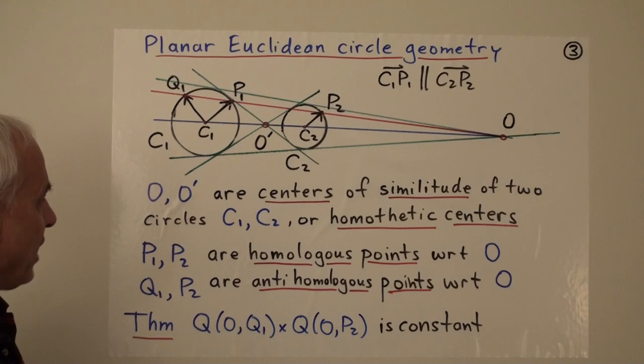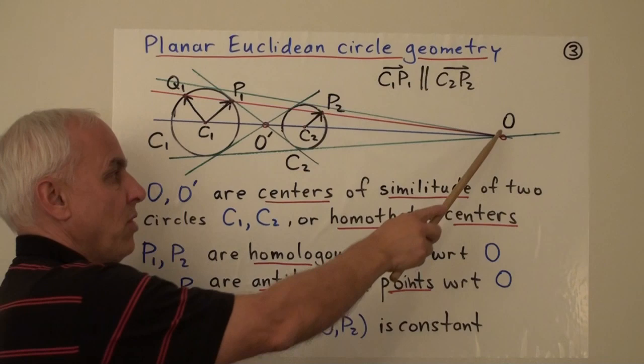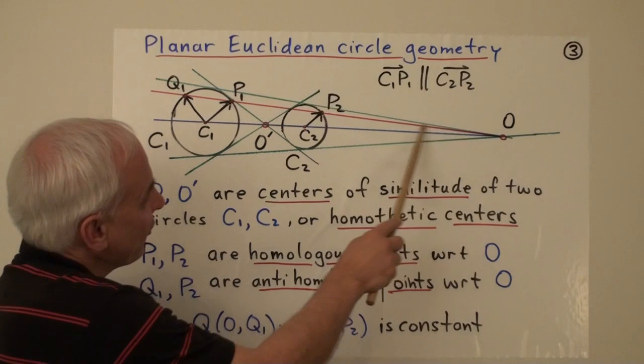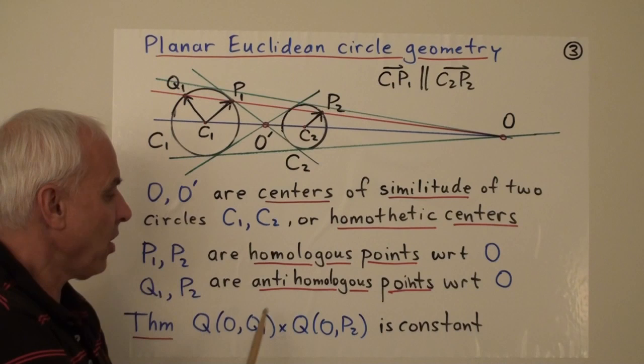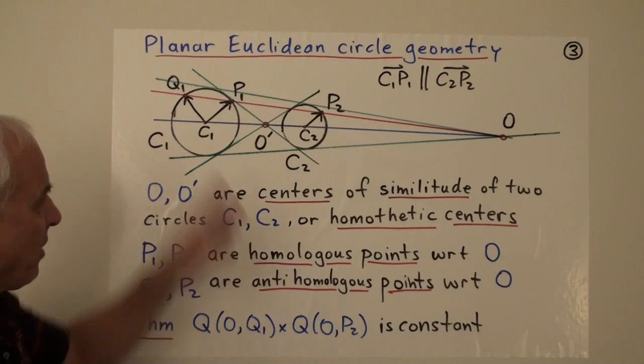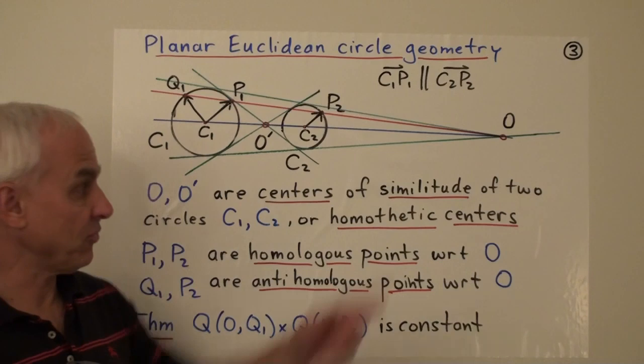Okay, so P1 and P2, these ones here, are called homologous points with respect to this center O. If we continue this line through P1 and P2, say, and find the other point, Q1, that lies on the circle C1, then Q1 and P2 are called antihomologous points with respect to O. And there are other pairs, for example, this point here and this point here would be antihomologous pairs with respect to O. And I'll leave it to you to find the antihomologous pairs with respect to O prime.